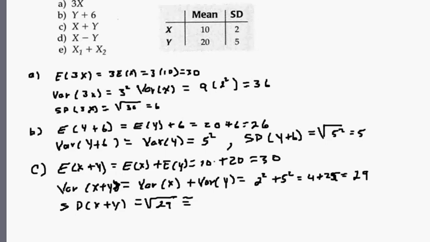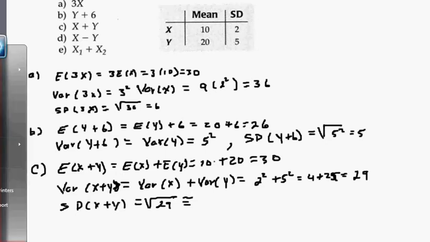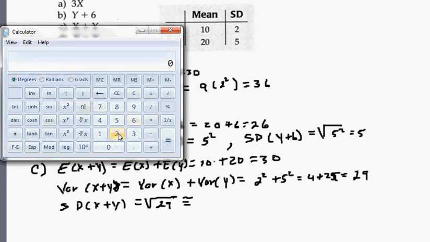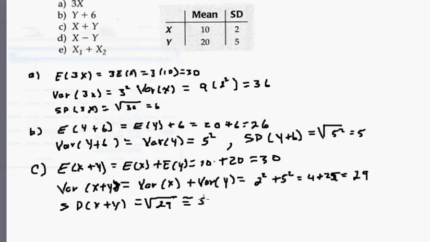So the standard deviation of x plus y is the square root of 29. And let's see, I'm going to need my calculator for that. So the square root of 29 is 5.39. Let's just say 5.39. Okay, so far so good. Couple more, if I can get this pen to work.